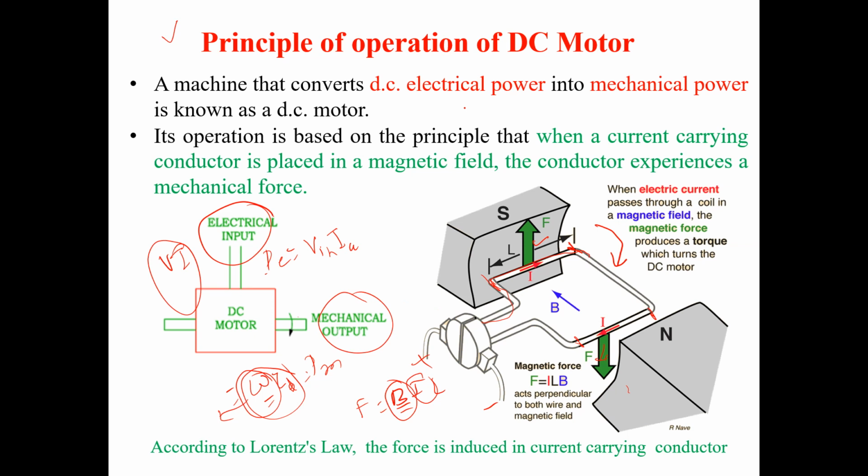A machine that converts DC electrical power into mechanical power is known as a DC motor. Its operation is based on the principle that when a current carrying conductor is placed in a magnetic field, the conductor experiences a mechanical force. The magnitude of that mechanical force is calculated by the formula BIL. According to Lorentz law, this force will be induced in the current carrying conductor. Is it clear how the DC motor works?